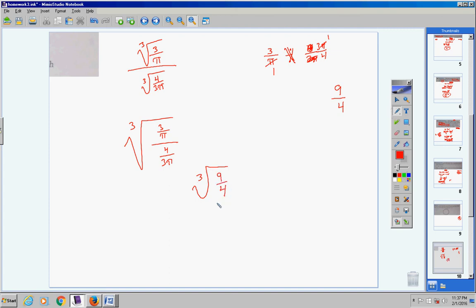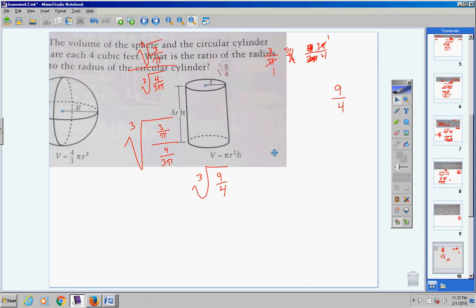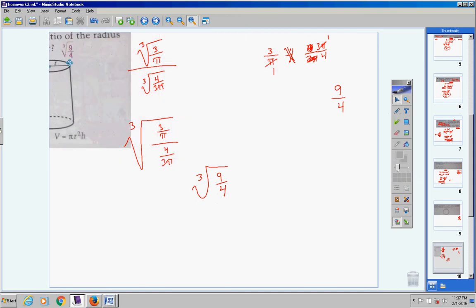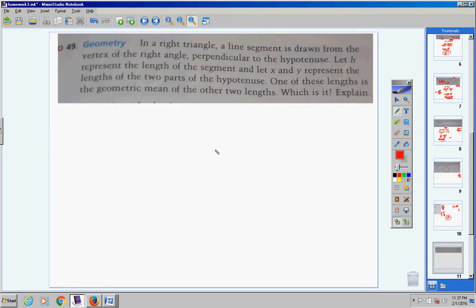Now there's really not a whole lot more I can do with this. I think this is the answer. Yes, it is. There's the answer right there. There's nothing more I can do. Now, Mr. Erhard, how'd you know that? Well, split it up. Cube root of 9 over the cube root of 4. We don't know the cube root of 9. We don't know the cube root of 4. So really not a lot more you can do. So this would be our final answer. There's the ratio of those two radii. Okay? Alright, moving on.